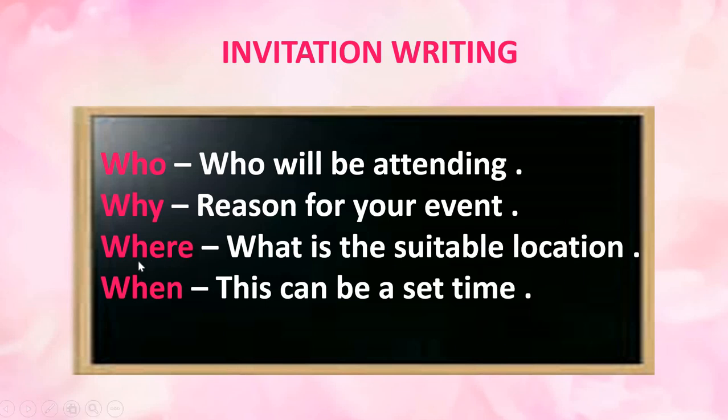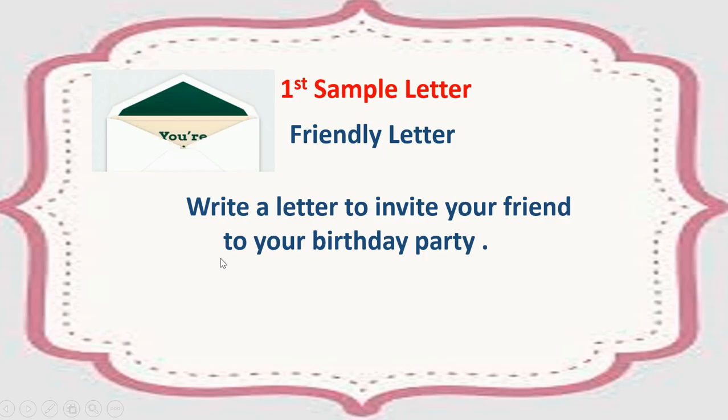Then the third W is where. What is the suitable location? It means the venue where you are going to invite them. Then the last W is when. This can be a set time. Whatever time you fix, in the evening or in the morning, at lunch time, you have to mention that also. So four W's should be included in your invitation letter.